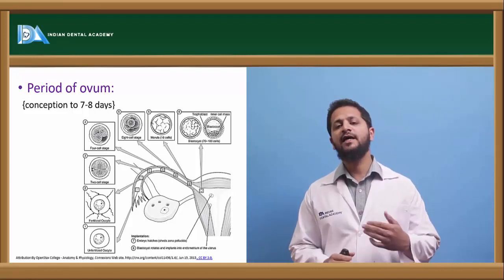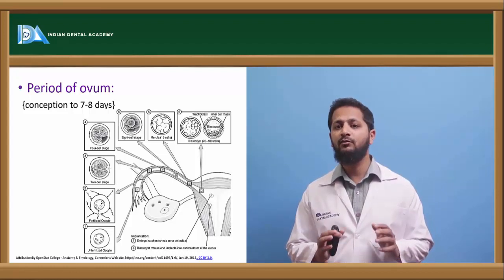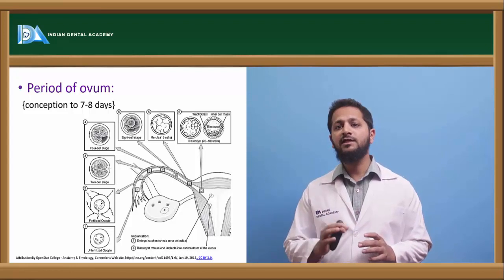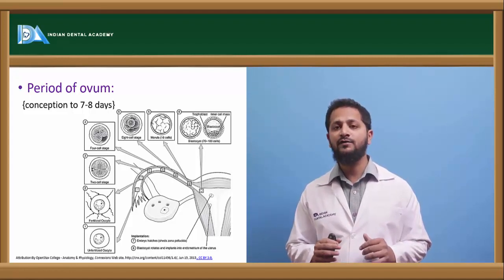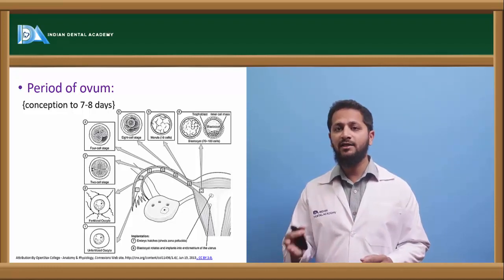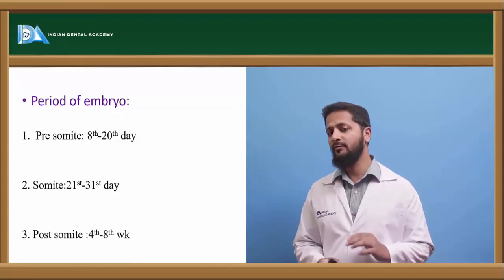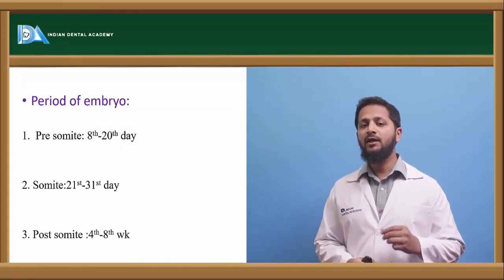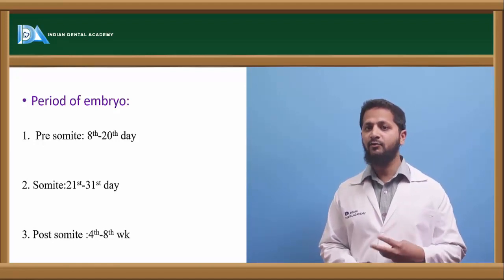This zygote divides a number of times and results in production of a ball of cells, which is called a morula. The cells within this morula move against each other and result in the production of a hollow ball of cells, which is called a blastocyst. This blastocyst implants itself to the uterine wall. Next comes the period of embryo. The period of embryo is divided into three main categories. It is pre-somite, somite, and post-somite period.